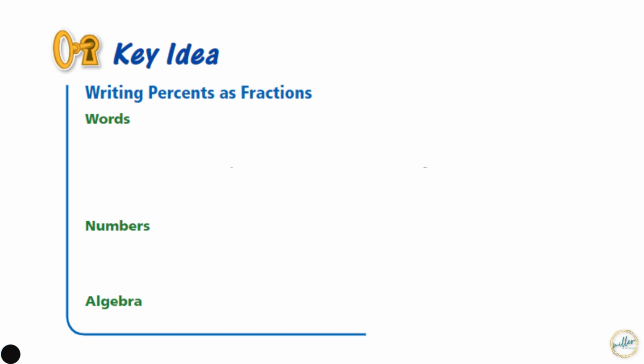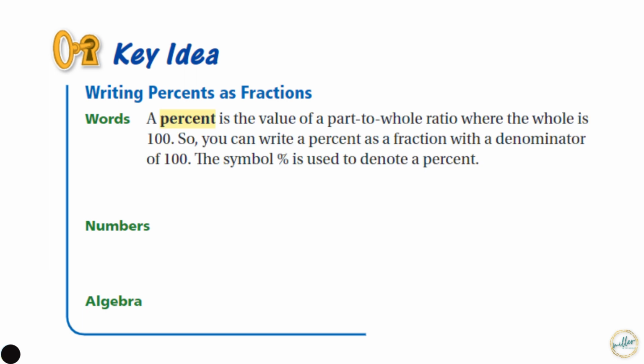Here's the key idea. Writing percents as fractions. A percent is the value of a part to whole ratio, where the whole is 100. So you can write a percent as a fraction with a denominator of 100. The symbol % is used to denote a percent.